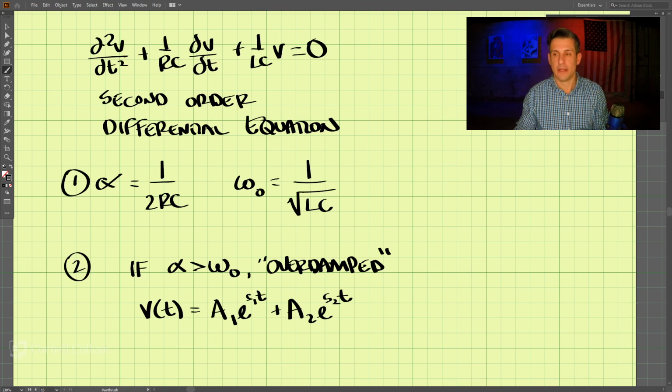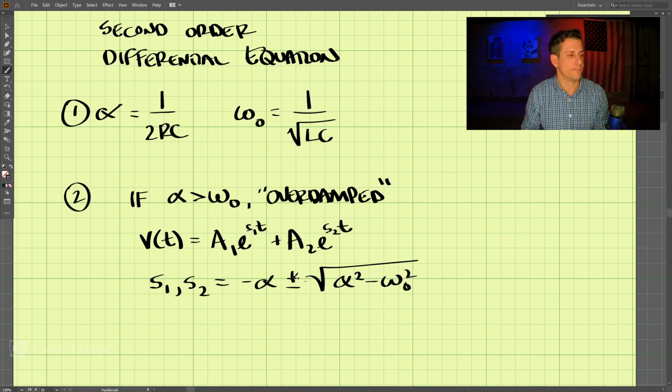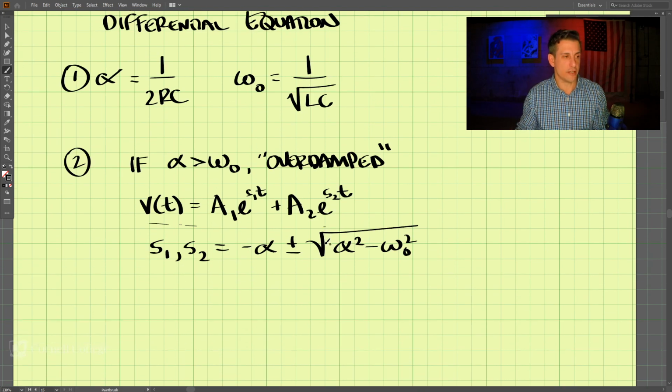Well, S1, S2 are equal to negative alpha plus or minus the square root of alpha squared minus omega naught squared. So there we would plug in, so this is plus, this is minus, and we would plug those in. And then this is the equation for our voltage. Now we would need to use our initial conditions to solve for A1 and A2.